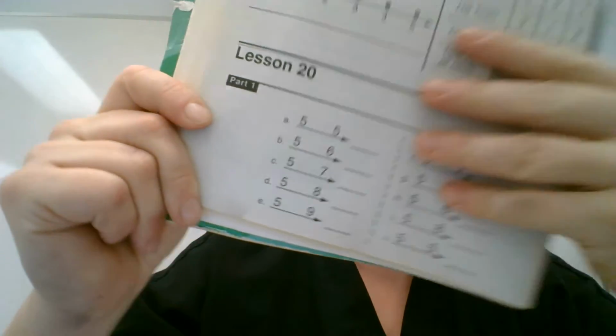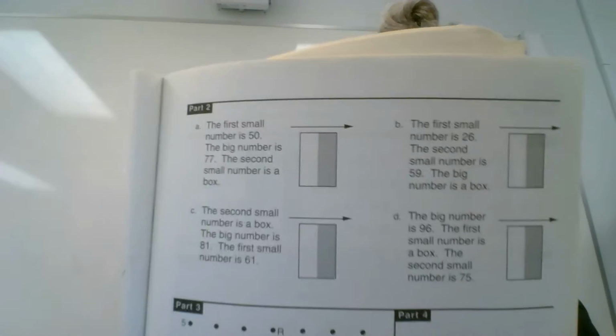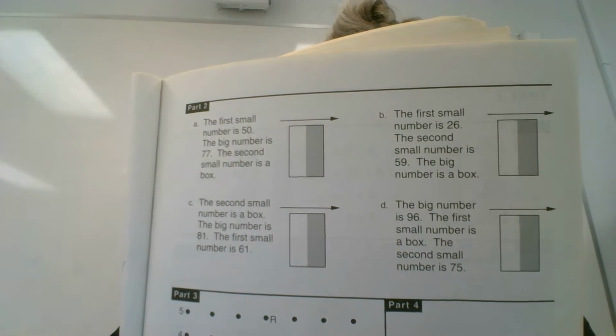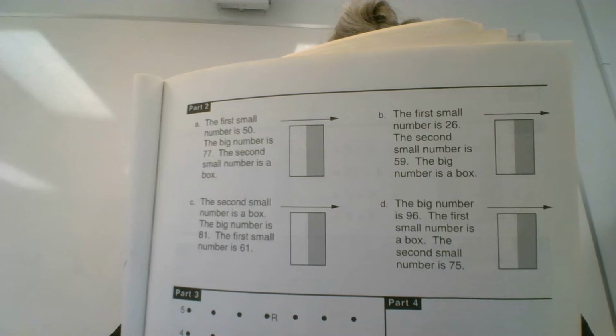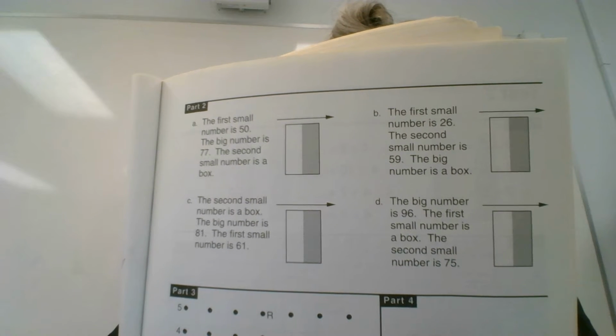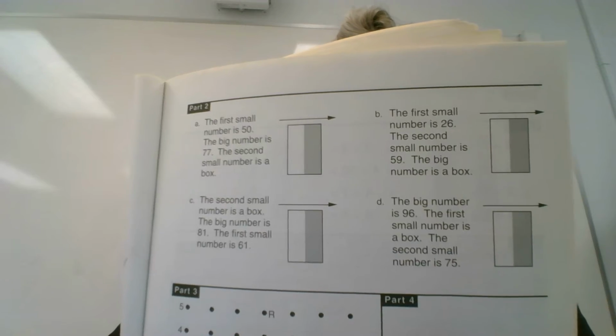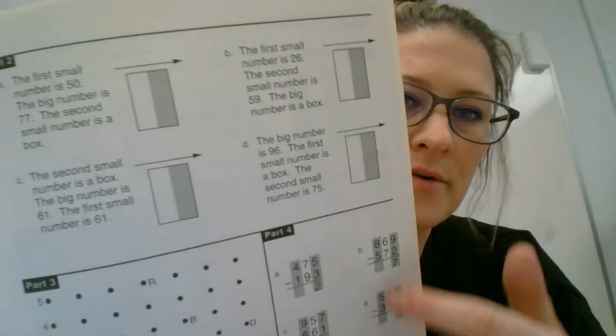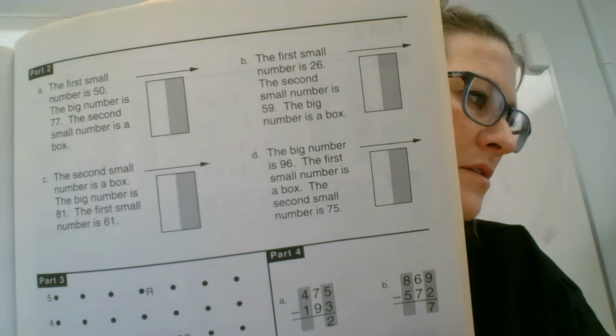Then find part 2 in your workbook. Problems in part 2 tell where to put the values in the number families. I'll do A with you, and then it wants you to try and do them on your own. So I'll do one with you guys here, and then we'll see how you do with the rest of them.